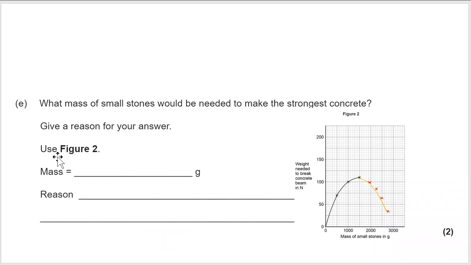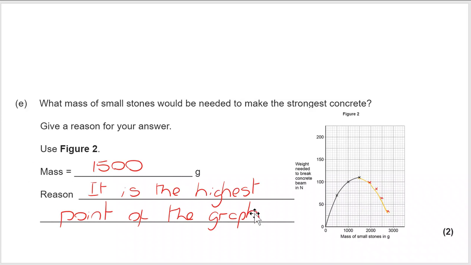a question about what mass of small stones needed to make the strongest concrete. We're going to use the graph to answer it. It would be 1500 grams. The reason for that? That's the highest point on the graph. That's the highest weight needed to break the concrete beam in newtons.